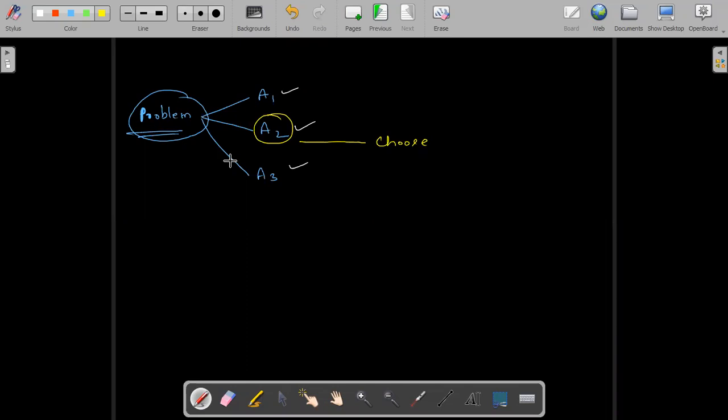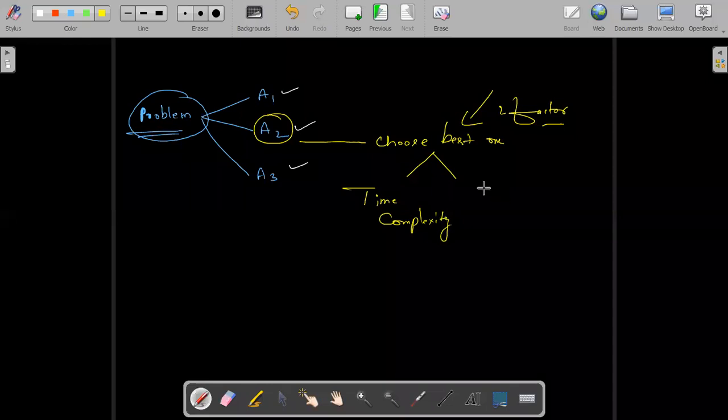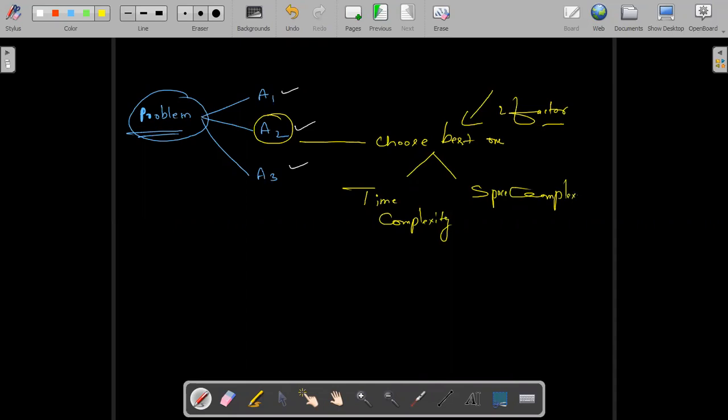So what best way are we going to select? Choose the best one. Okay, sir, we understood, choose the best one. But how do we get to know which is the best? There are basically two factors you have to follow. One is time complexity, another one is space complexity. These are the two important things we have to know.